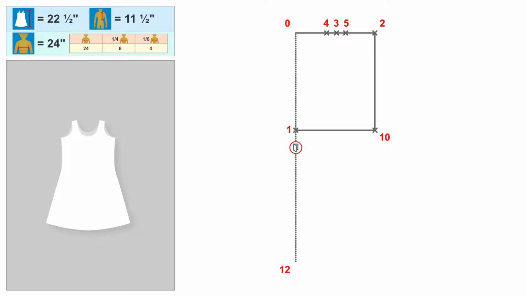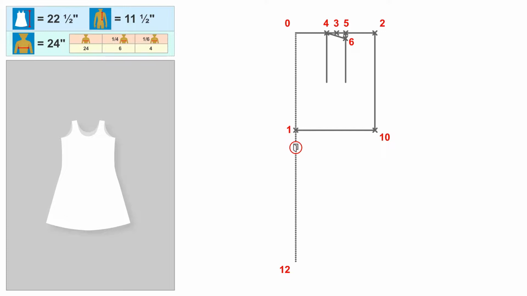From point 4, draw a right angle line about halfway into the bodice. And from point 5, draw a right angle line for about halfway into the bodice. From point 5, measure 1/4 inch down and make a mark. This is point 6. Connect points 4 and 6 in a straight line. This will be the shoulder slope.